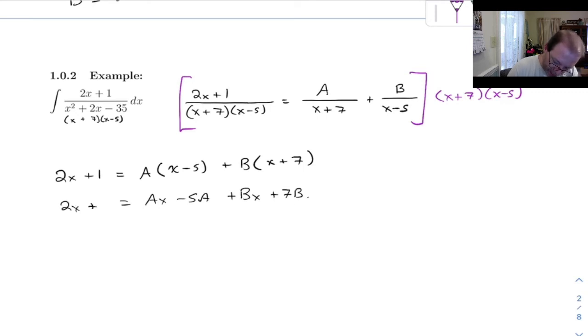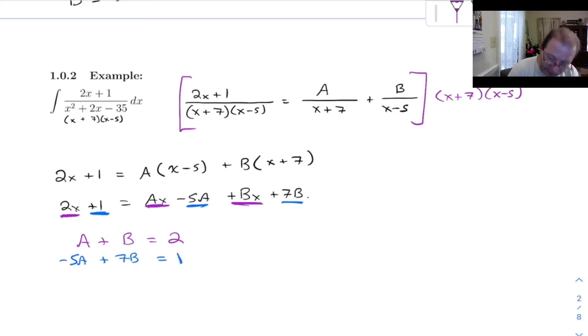equals 2x plus 1. So if we look at the coefficient of x, over here it's 2, over here it's going to be A plus B. So you get 2 equals A plus B. Let me write that the other way. A plus B equals 2. And then from the constant, you've got 1 equals minus 5A plus 7B. And so we've got to solve these two equations.